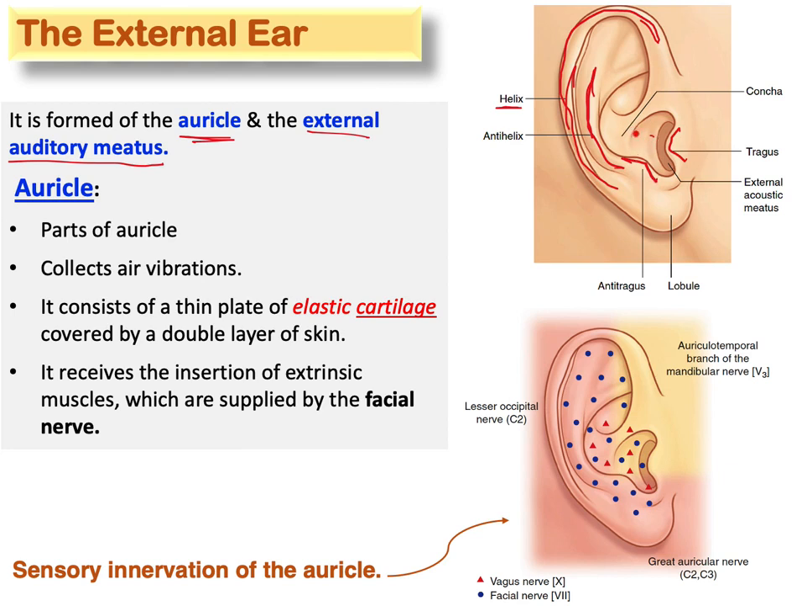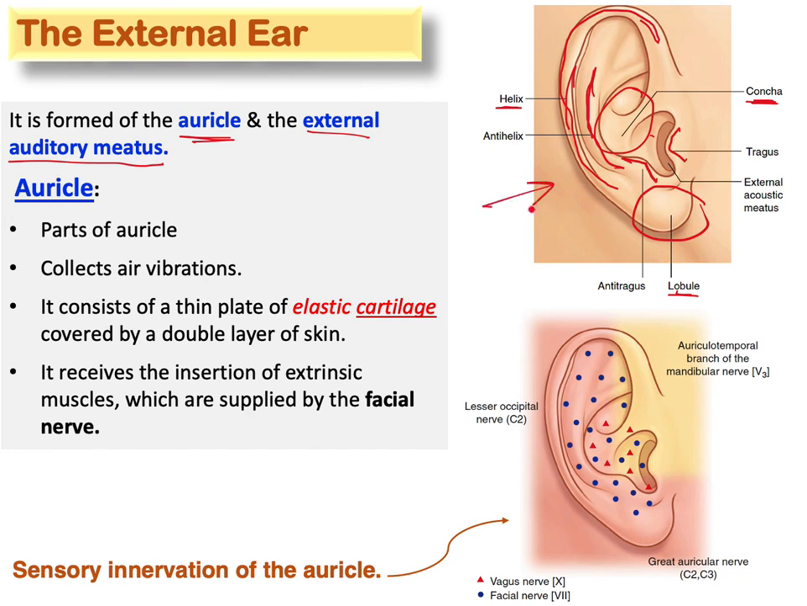Furthermore, you have this area here, what we call the concha, right? This part, this groove, this depression is called the concha. Now the last thing is the lobule. You know that the auricle is composed of elastic cartilage, except this part, the lobule, which is just fat filled with skin.